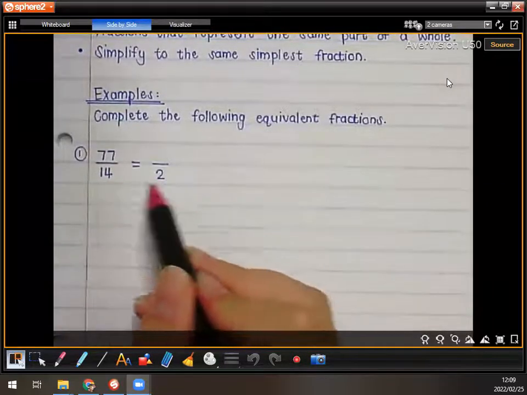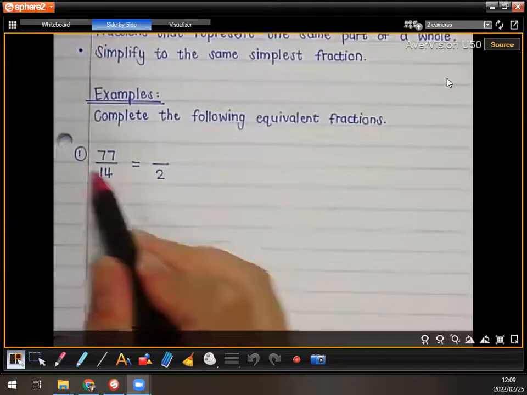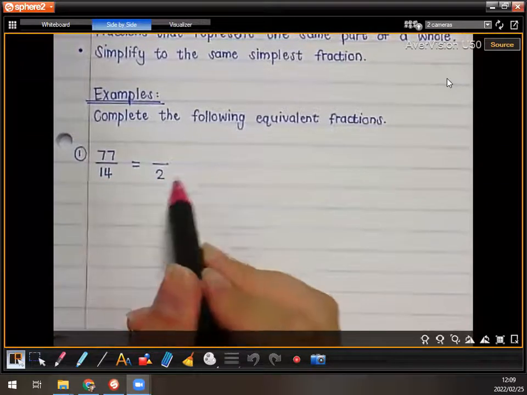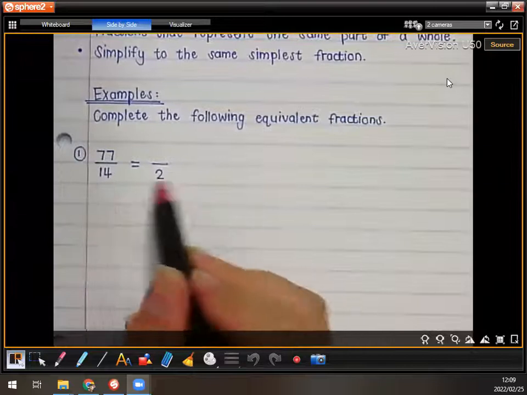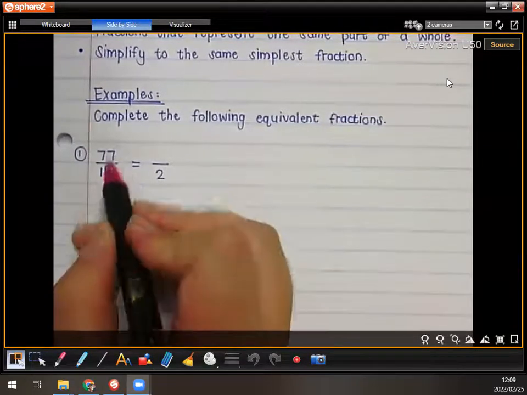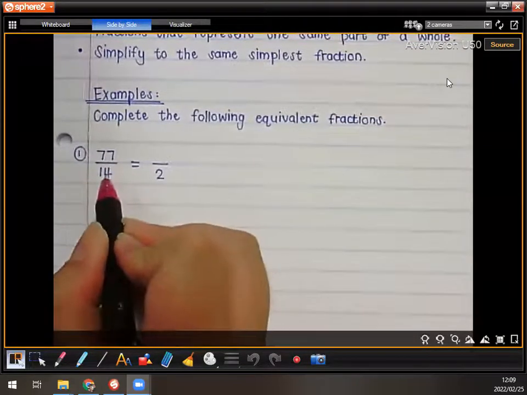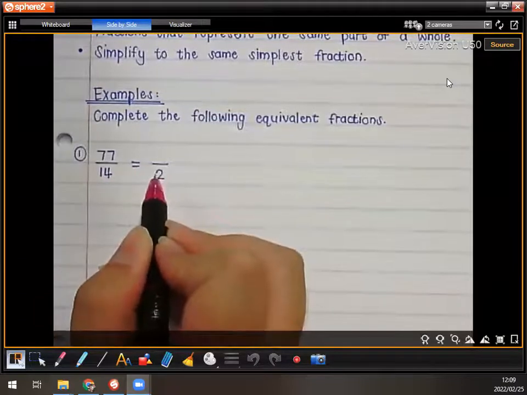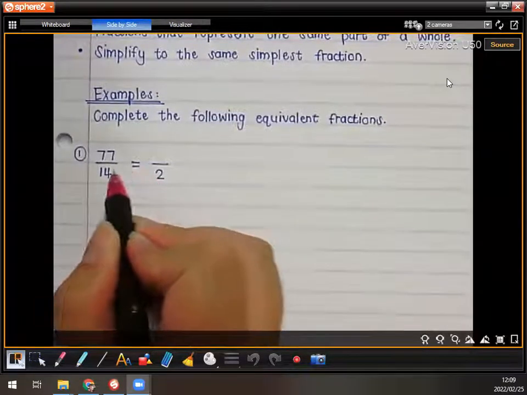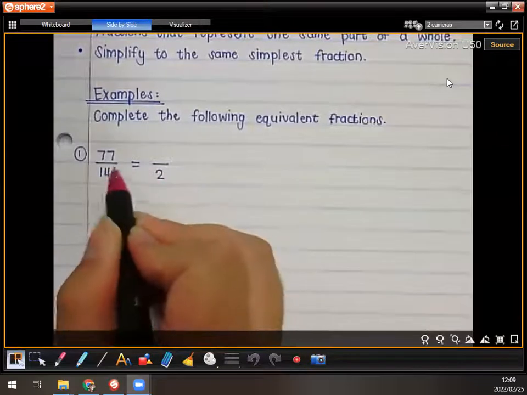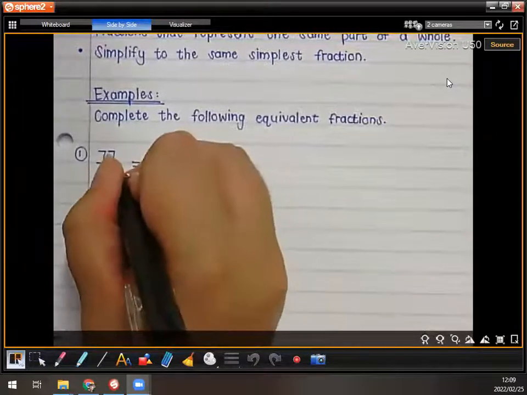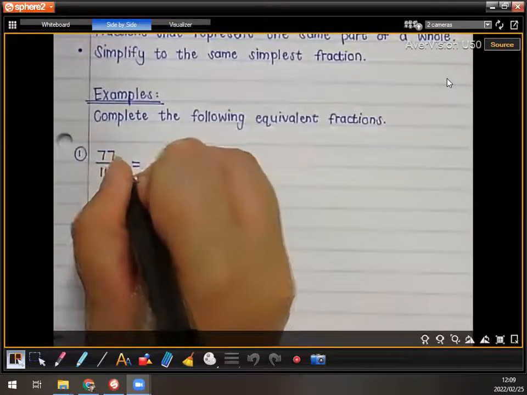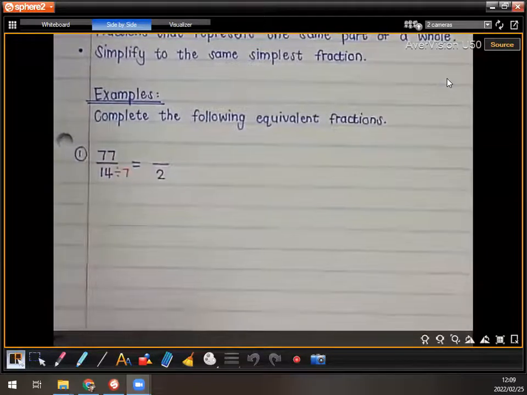Now they've given you the two denominators. So you need to figure out the relationship between these two denominators. What must you do to 14 to turn it into 2? Alex? Divide by 7. 14 divided by 7 is going to give you 2. So just write divide by 7 in a different color or in pencil.